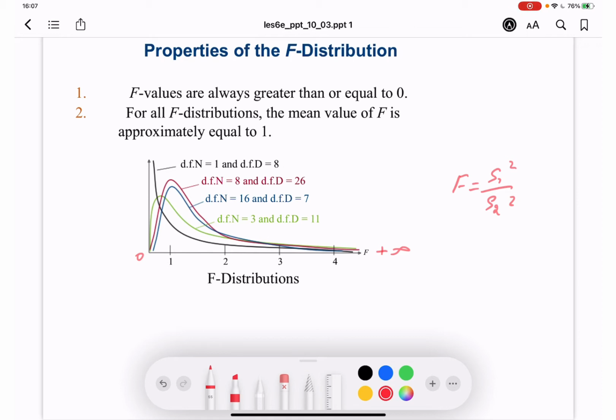From this graph we can say that the degree of skewness decreases with an increase in the degrees of freedom of the numerator and denominator. So the greater the degrees of freedom for numerator and denominator, the lower the skewness. Why? Because mathematically they are inversely proportional. And the F distribution curve is never symmetrical.